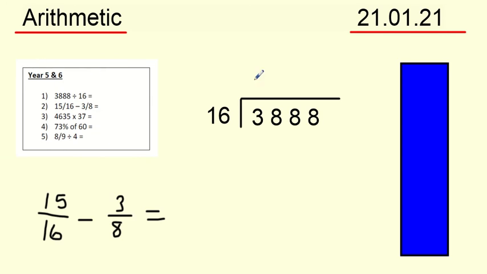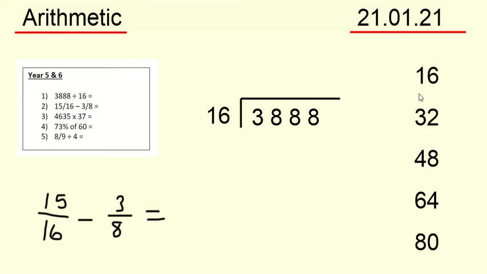Okay, so our first question then is 3,888 divided by 16. Now, if you don't feel confident with your 16 times table, your multiples of 16, then I would start by writing them out and taking some time to do that carefully this morning or this afternoon.